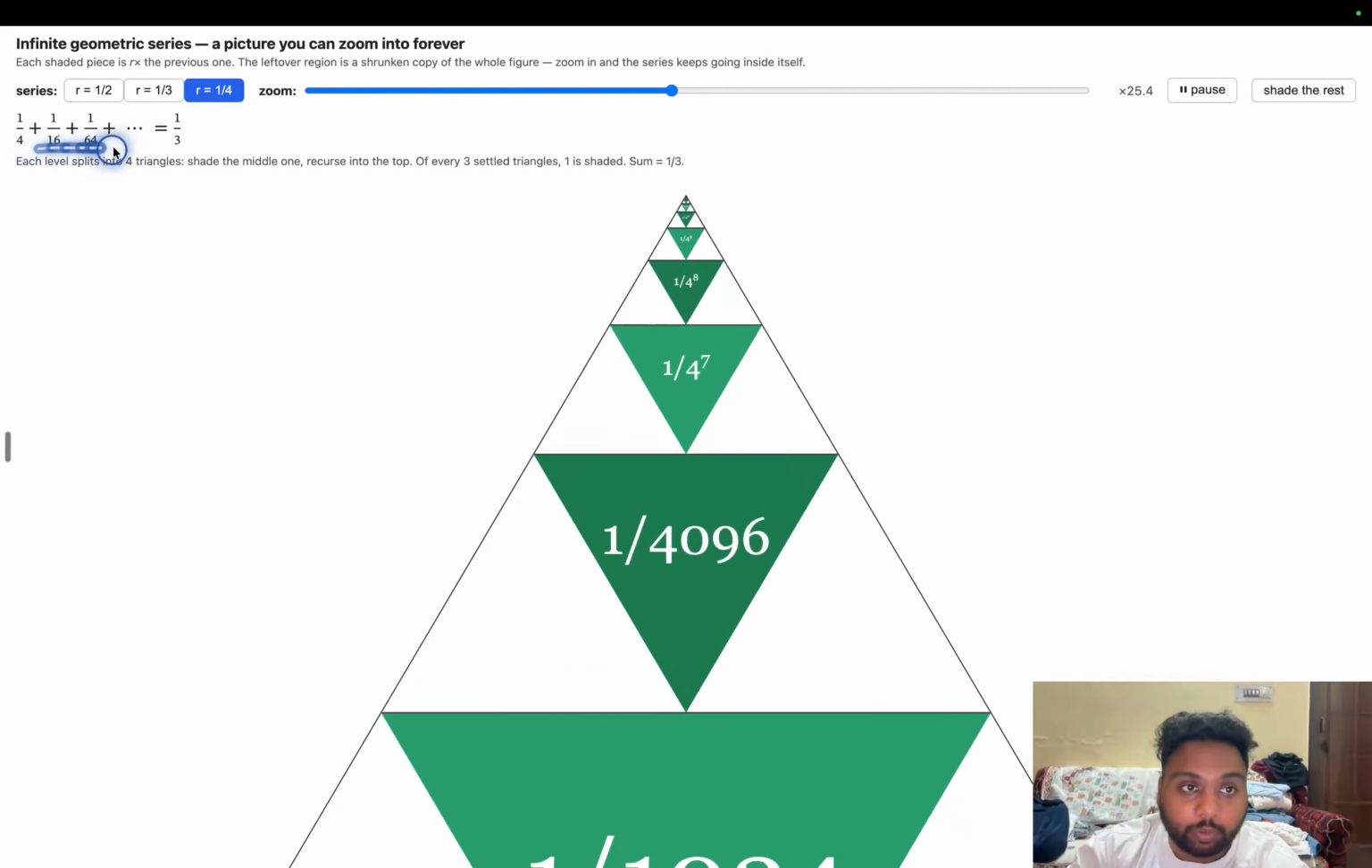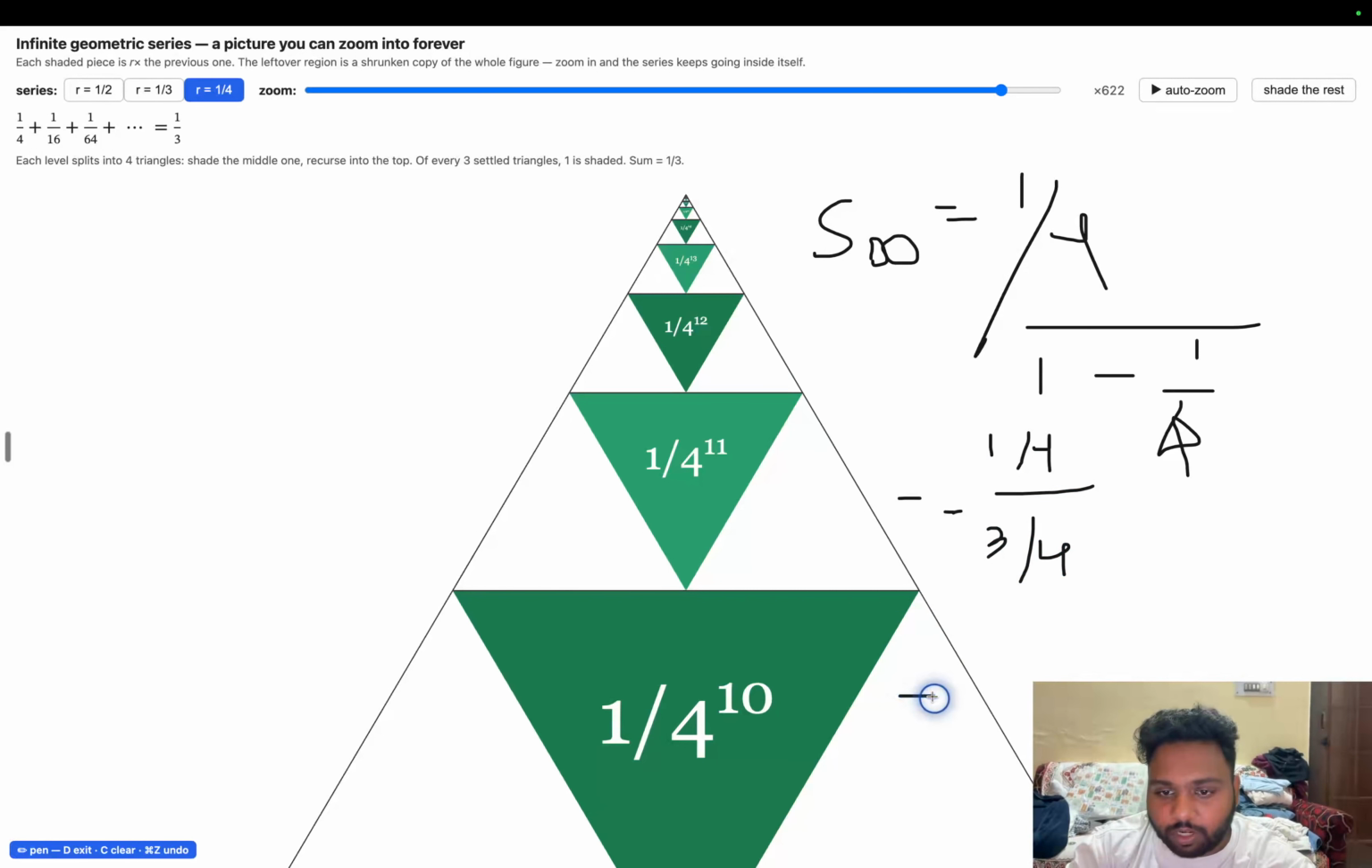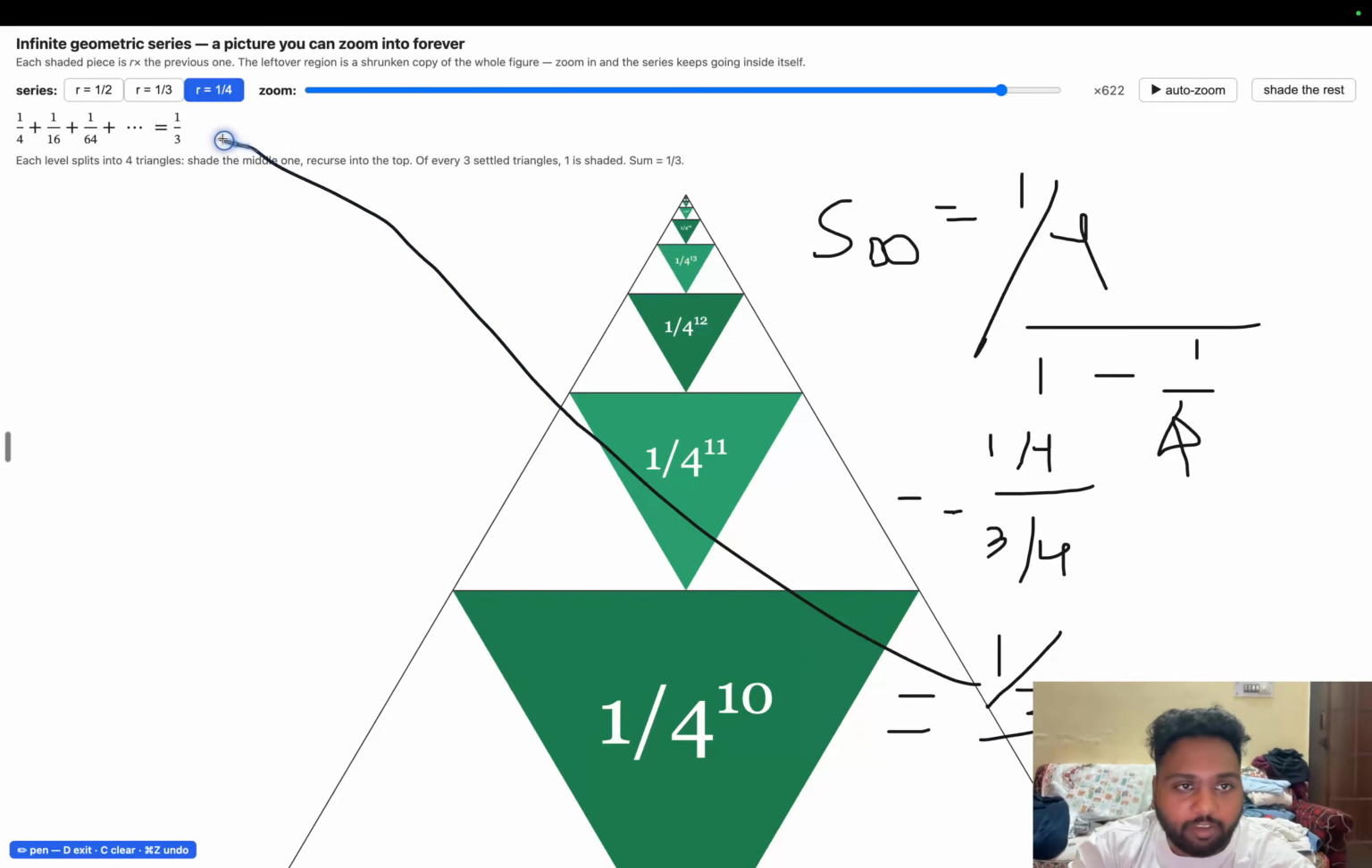But I'm saying here that my total area is equal to 1 by 3. Okay, how do I get that? I again use the formula, the S of infinity formula. I say my A is 1 by 4, divided by 1 minus 1 by 4, which is also my common ratio. So this will come out to be 1 by 4 over 3 by 4, which will come out to be 1 by 3. Okay, this is the same value that we have here.